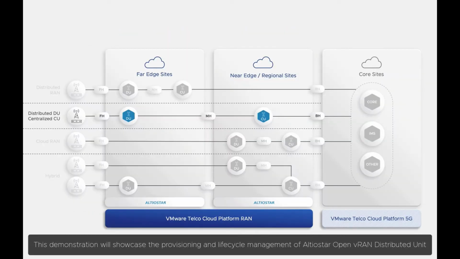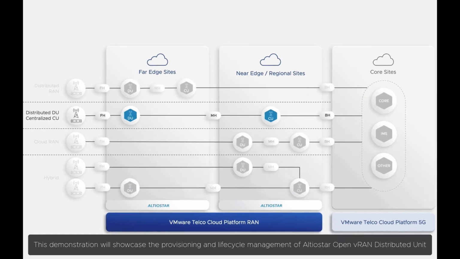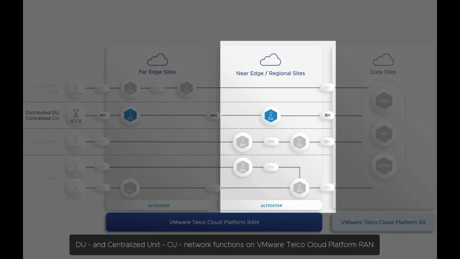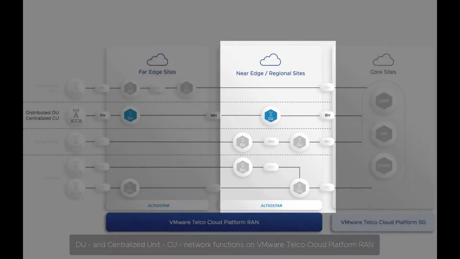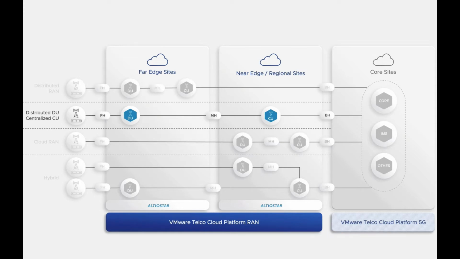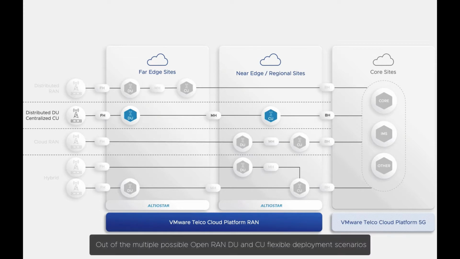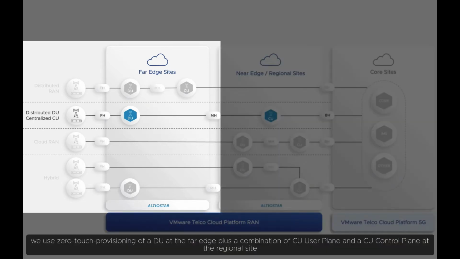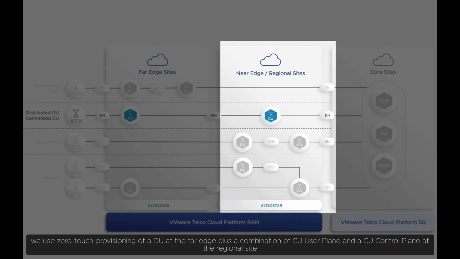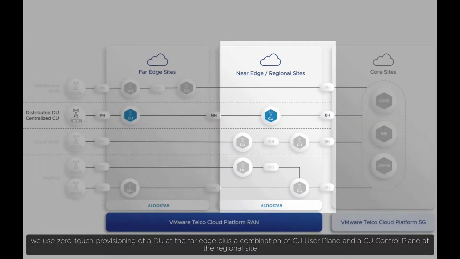This demonstration will showcase the provisioning and lifecycle management of Altiostar Open vRAN Distributed Unit, DU, and Centralized Unit, CU, network functions on VMware Telco Cloud Platform RAN using VMware Telco Cloud Automation and Altiostar's VEMS IR MAS. Out of the multiple possible Open RAN DU and CU flexible deployment scenarios, we use zero-touch provisioning of a DU at the far edge, plus a combination of CU user plane and a CU control plane at the regional site.